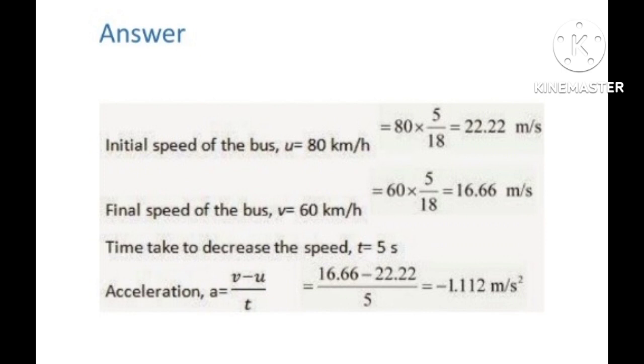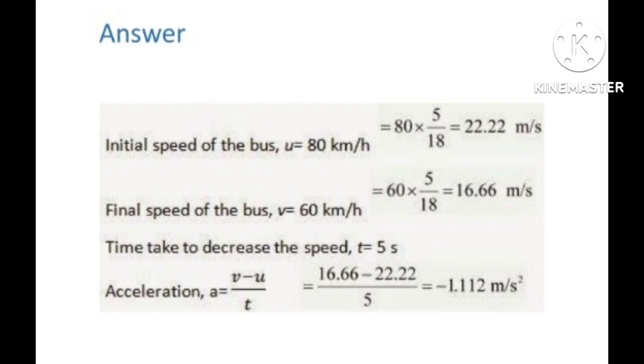Now we have to convert u, the initial speed, into meter per second. That is 80 kilometer per hour equals 80 into 5 by 18, that is 22.22 meter per second. In the same way, we convert the final speed of the bus into meter per second. That is 60 kilometer per hour, equal to 60 into 5 by 18, that is 16.66 meter per second. Now the time taken is given as t = 5 seconds.